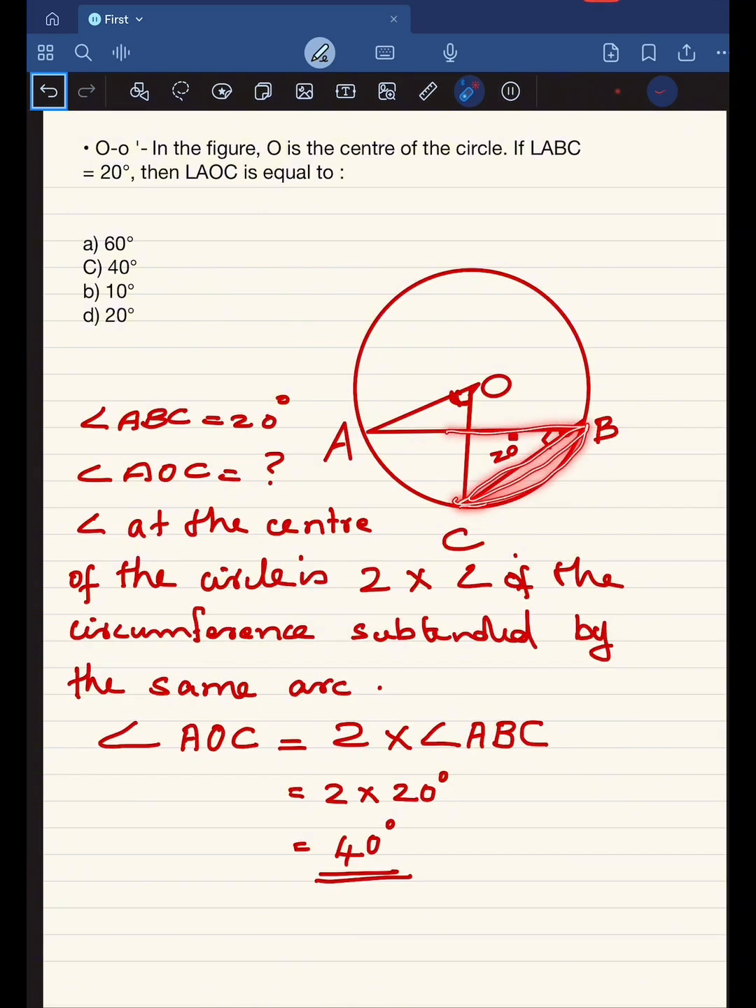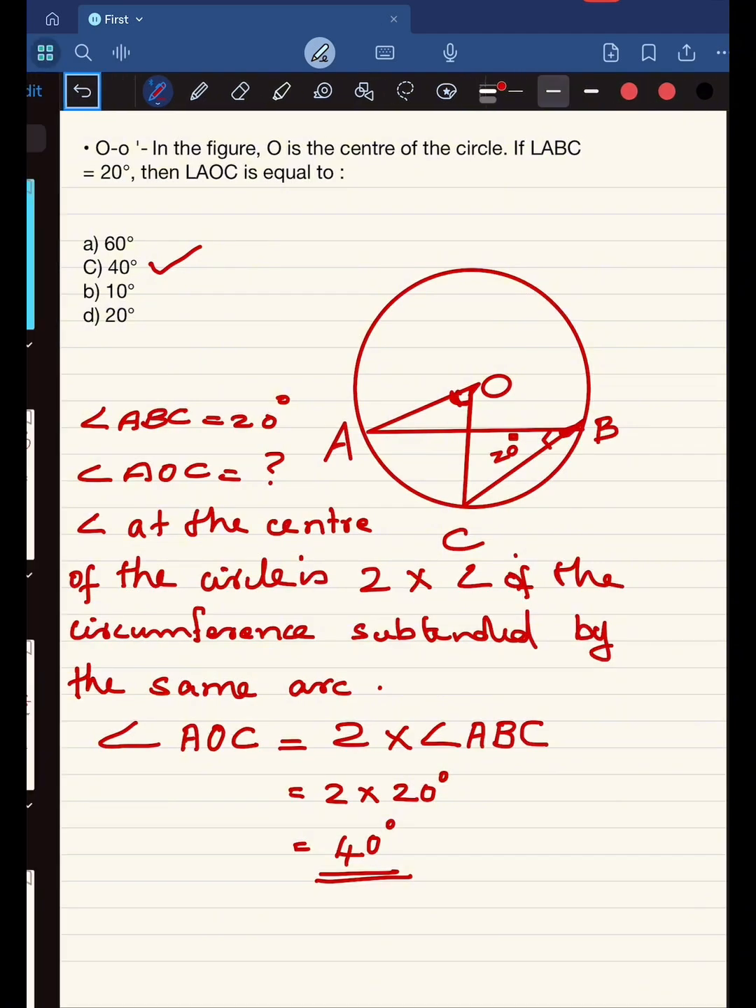Okay, angle ABC. So angle AOC is twice angle ABC, and here given angle ABC is equal to 20 degrees. So 2 into 20 degrees is equal to 40 degrees. So here the answer is 40 degrees. Okay. Now next question.